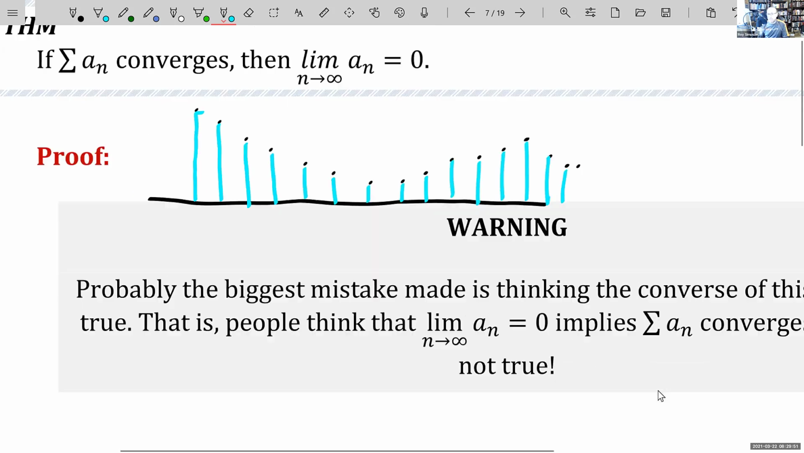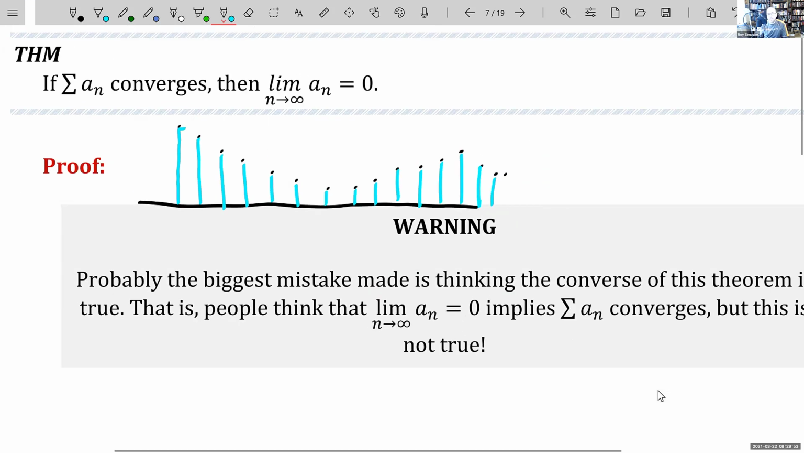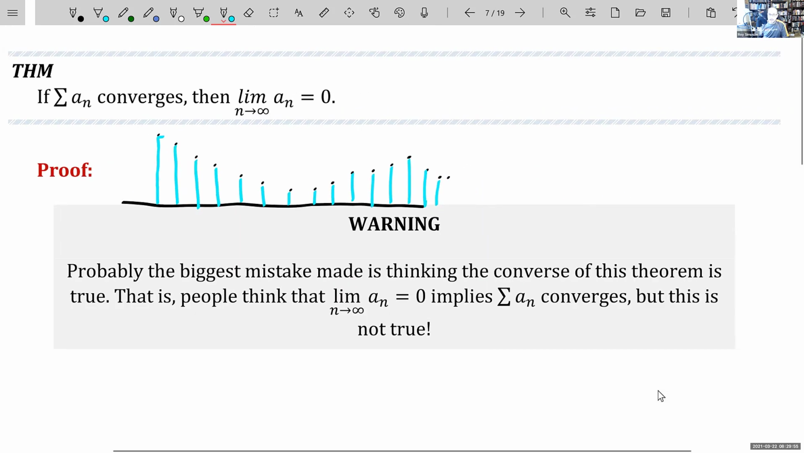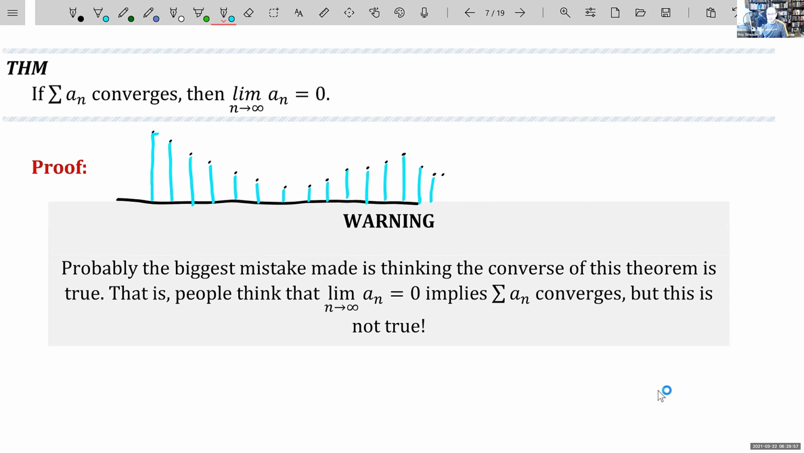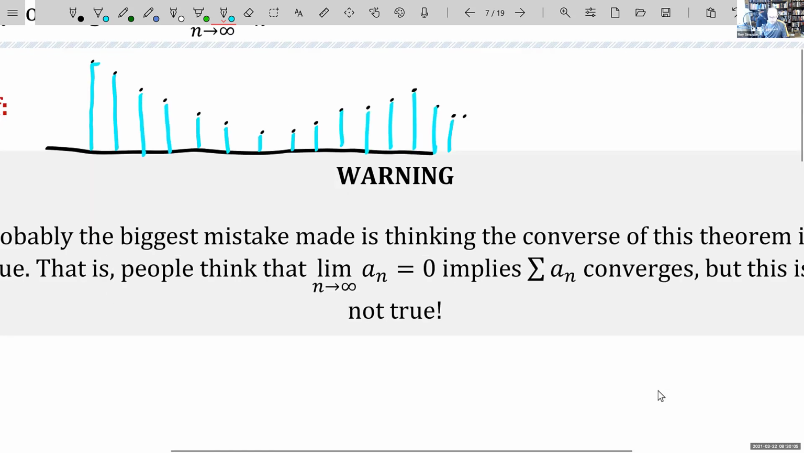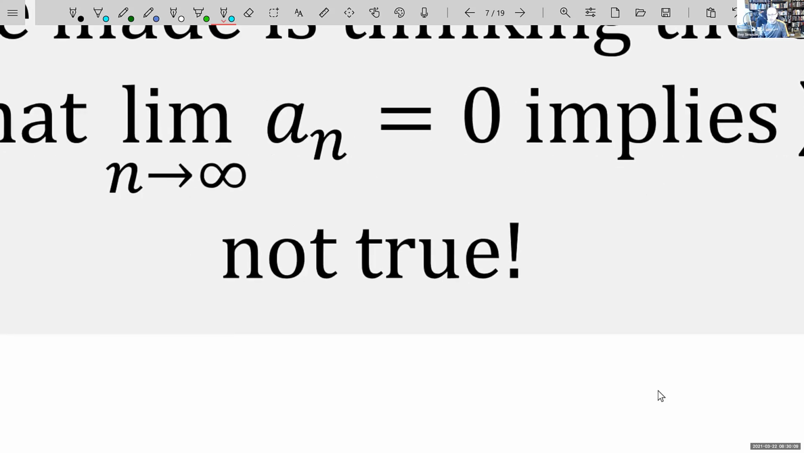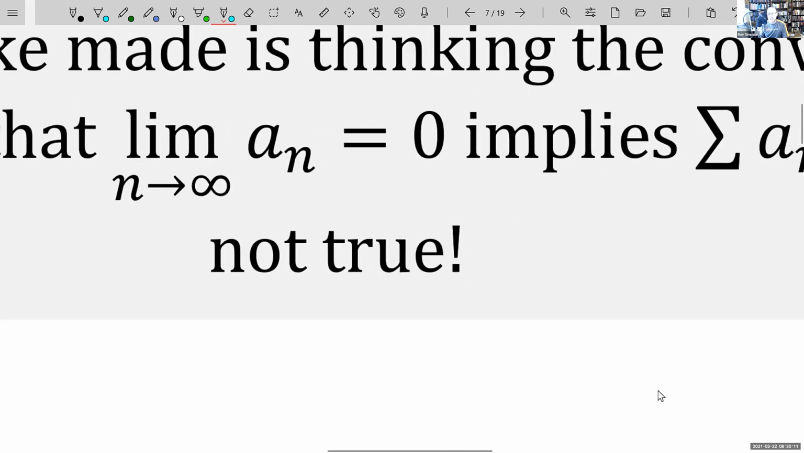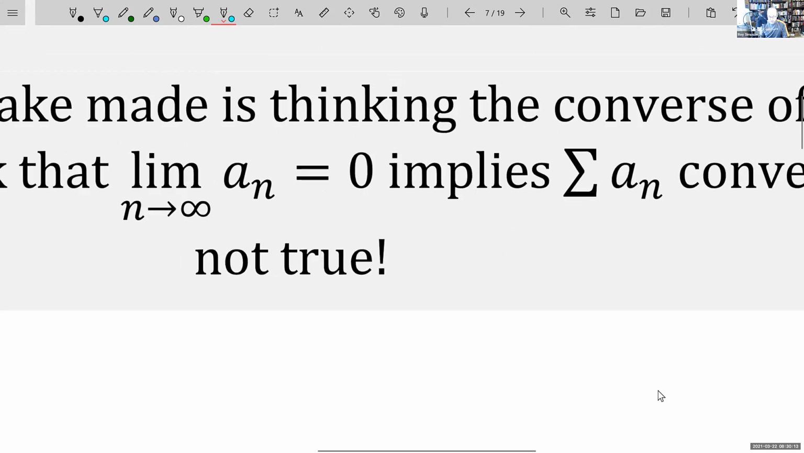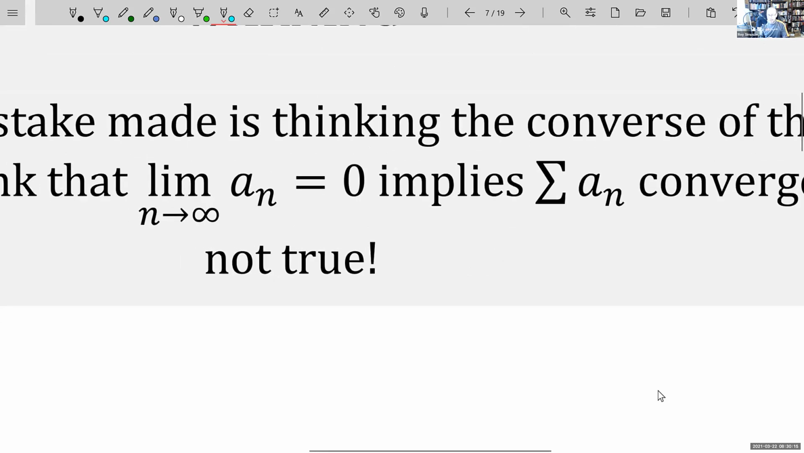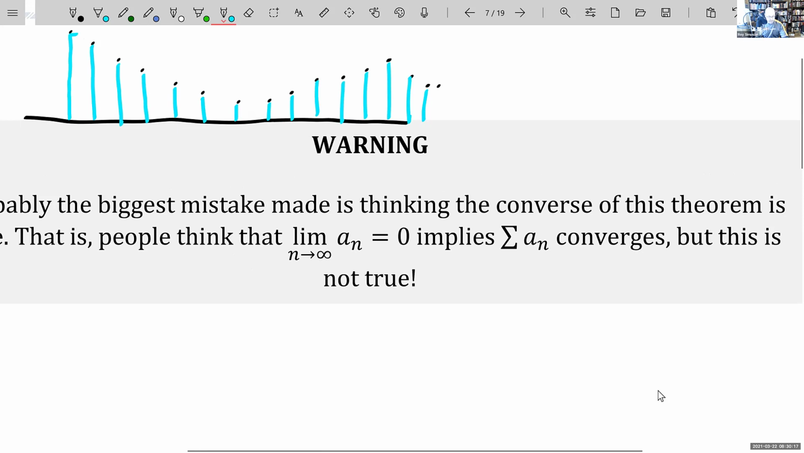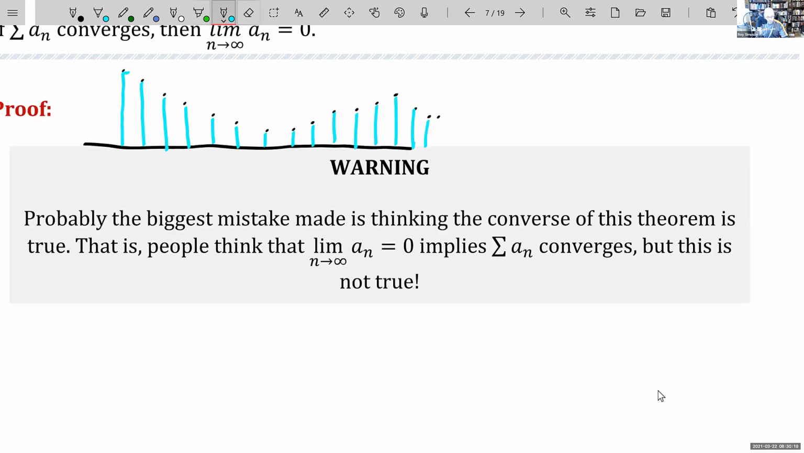A little bit of a warning before we go into the proof. Probably the biggest mistake made is thinking the converse of this theorem is true. That is, people think that as long as the limit as n goes to infinity of a sub n goes to 0, that must imply that our series converges. But that is just not true. Not true at all.